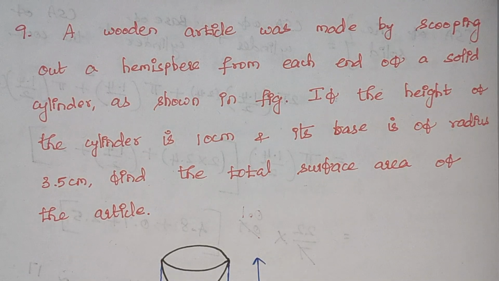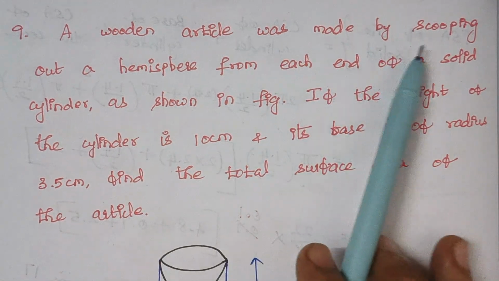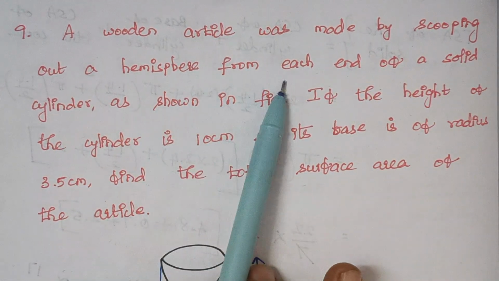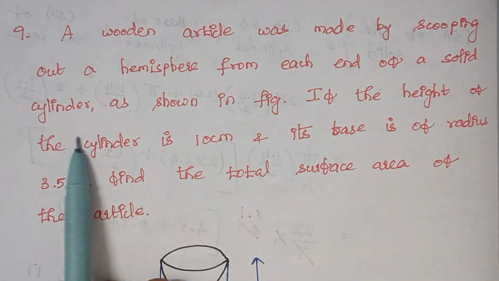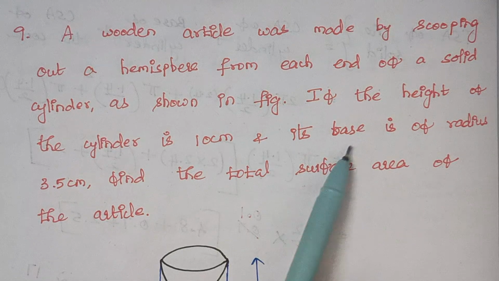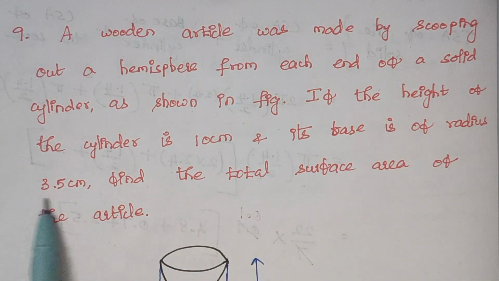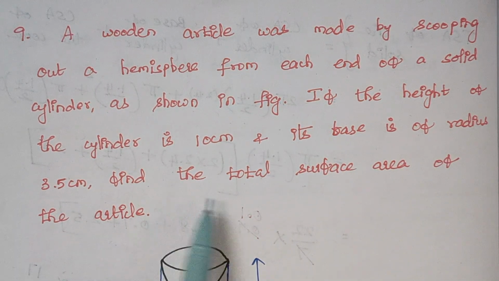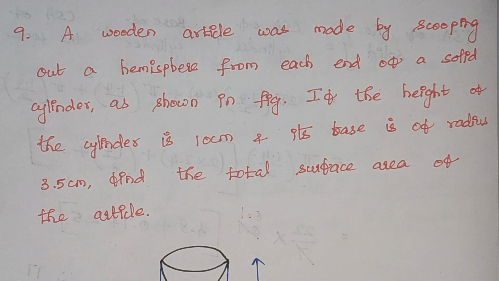So problem 9. A wooden article was made by scooping out a hemisphere from each end of a solid cylinder as shown. If the height of the cylinder is 10 and its base radius is 3.5, find the total surface area.